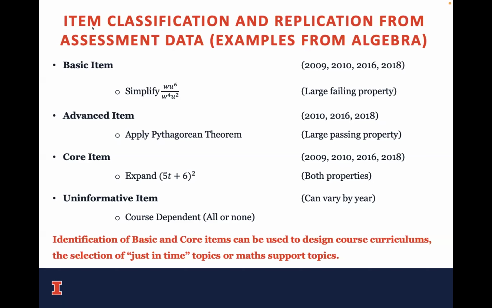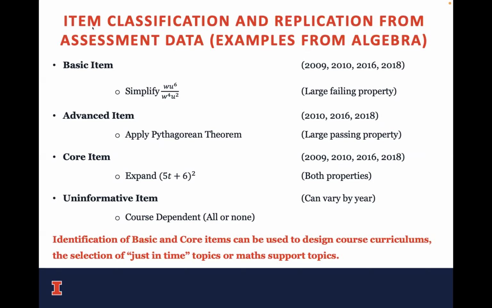Core items are the ones that we love. So you want to expand this binomial. If you can do this, there's a much greater probability of passing. If you can't do it, a much greater probability of failing. So I can now go through those beautiful barcodes and pick out these items. I just go item by item and calculate the odds ratio by course and say, okay, which ones are interfering?